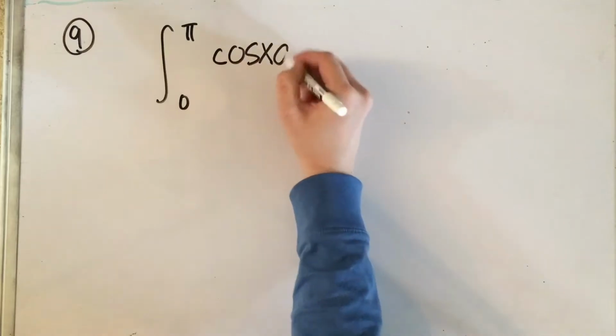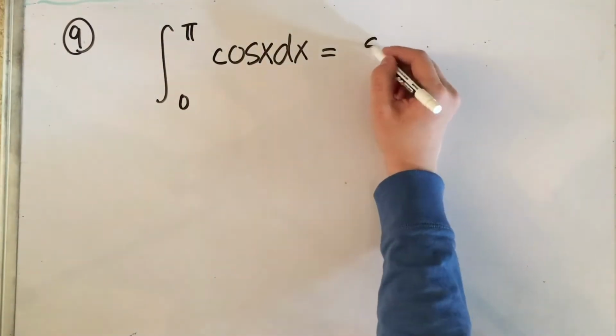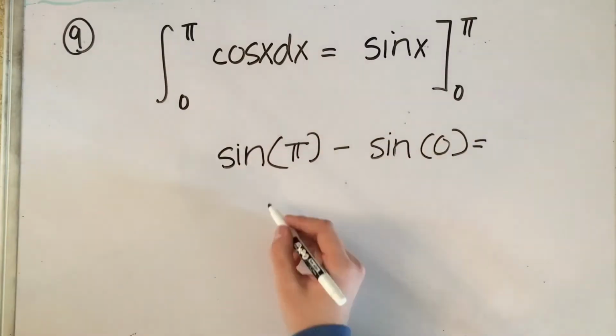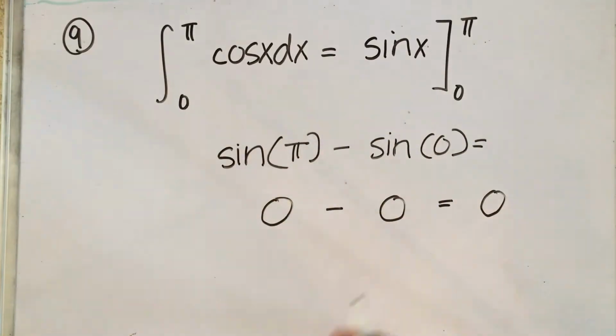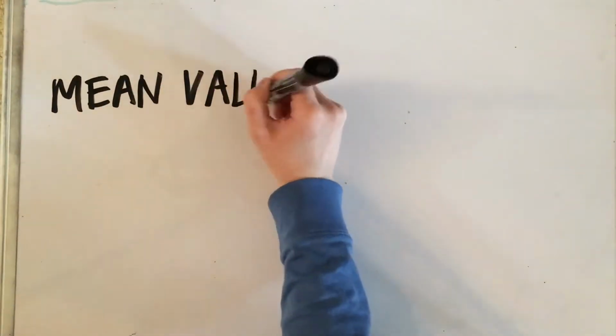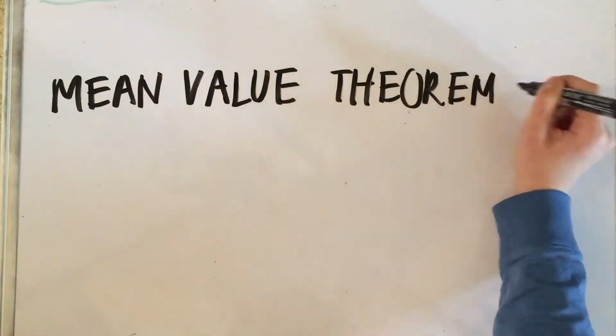Let's use some trig with example 9. We are to find the integral from 0 to pi of cosine x. We integrate indefinitely to find sine x. Plug in the upper limit and the lower limit, subtracting the lower from the upper, and then solve. We find 0. Now we are going to go over the mean value theorem for integrals.